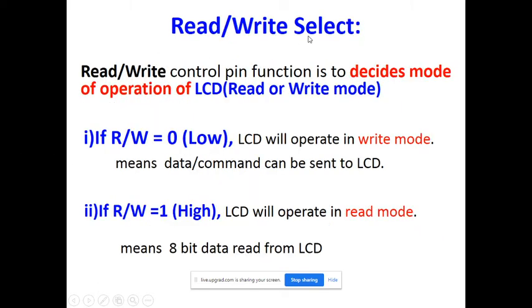Then regarding read and write, you know that it gives the direction of the data flow: data information is moving from the LCD to the controller or from the controller to the LCD. Suppose RW bar is equal to 0, which action is that? Write action. Write action means data is moving from the controller to the LCD, means data is written into the LCD. And suppose RW bar is equal to 1, the LCD is read by the controller, means information is moving from the LCD to the controller. You are performing a read action.